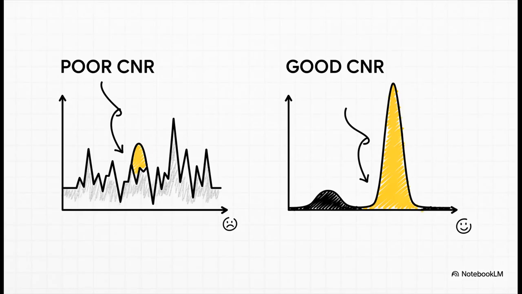So, the ultimate goal, the measure of a truly great diagnostic image, isn't just about having high contrast or low noise by themselves. It's about achieving a high contrast to noise ratio, or CNR. This just means the signal from the tissue you care about is much, much stronger than the random background noise. That's what allows a doctor to make a confident diagnosis.